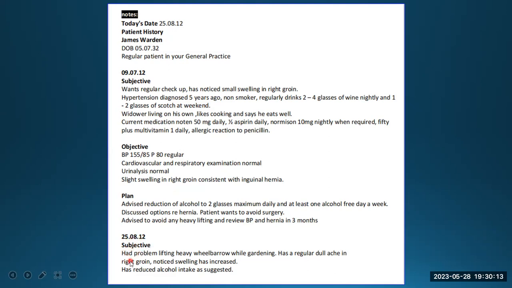What's happening in the second visit? Had problem lifting heavy wheelbarrow while gardening. Has a regular dull ache in right groin. Noticed swelling has increased. So he lifted some heavy weight. He lifted a heavy wheelbarrow while gardening, and now a dull pain has started in his right groin, and the swelling has increased. Has reduced alcohol intake as suggested. I advised him to reduce alcohol, and he has reduced alcohol consumption.